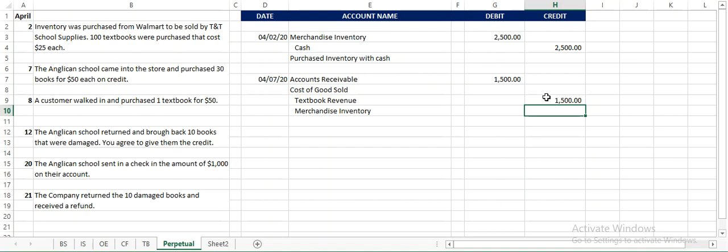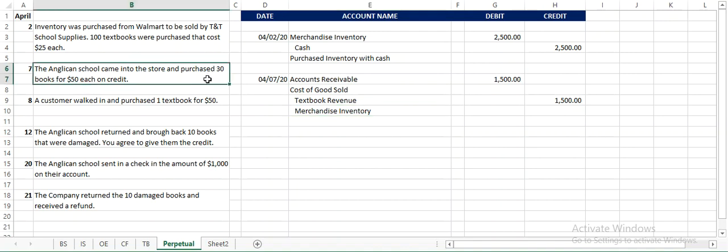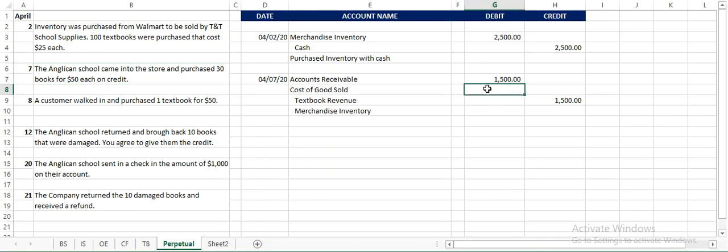Now we have the cost of goods sold balance here, and the cost of goods sold and the merchandise inventory account reflect the value that we paid for what we sold. We sold 30 books to this company and we sold them for $50 each. However, these 30 books cost us $25 each. And so that means cost of goods sold needs to reflect the overall cost of the 30 books we sold. So that'll be 30 books times $25. We paid $750 for these books.